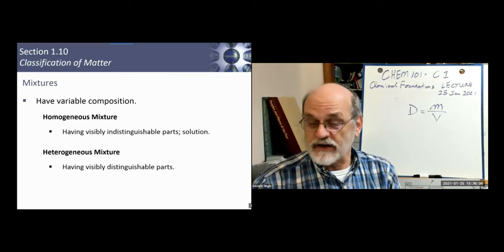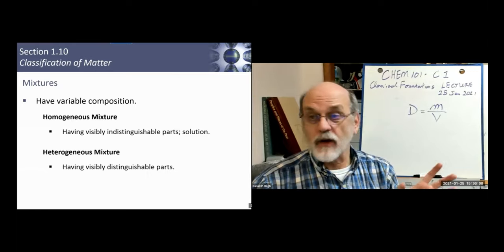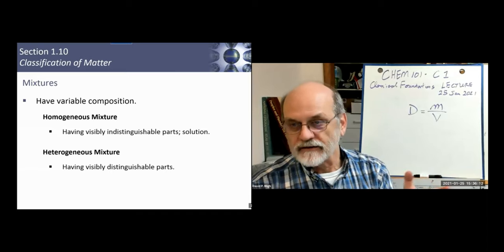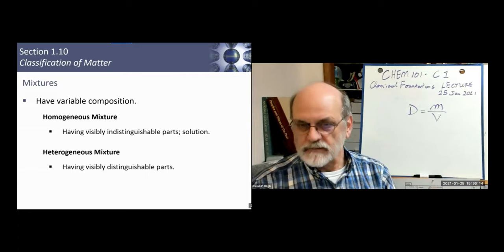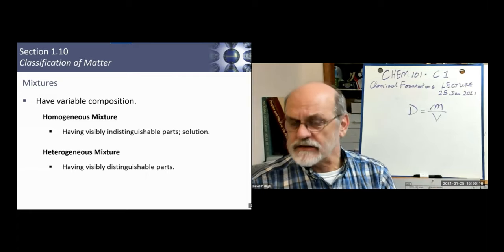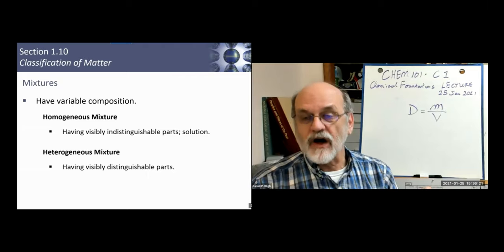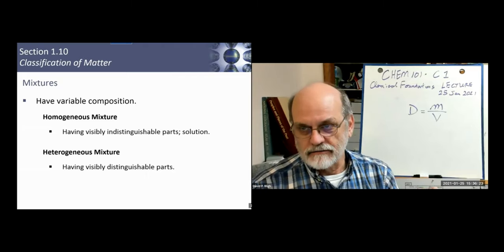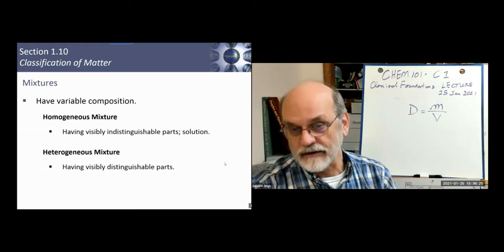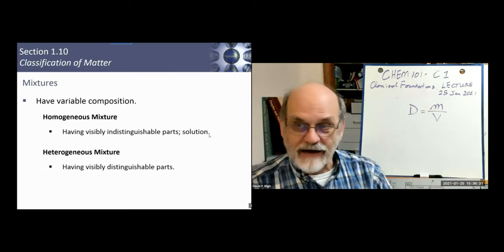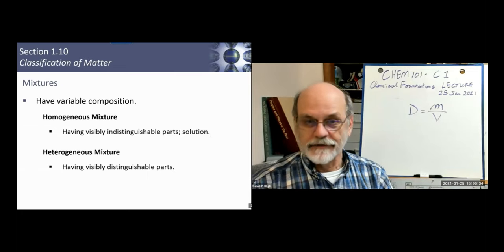Whereas a homogeneous mixture, salt water, you'll have the same composition of salt throughout, or sugar water, same, or gases. If you mix two gases together, it always makes a homogeneous mixture. And that has a special name. Homogeneous mixtures are called solutions. So gases make solutions every time you mix them together.